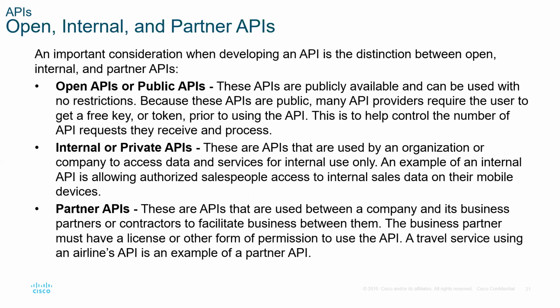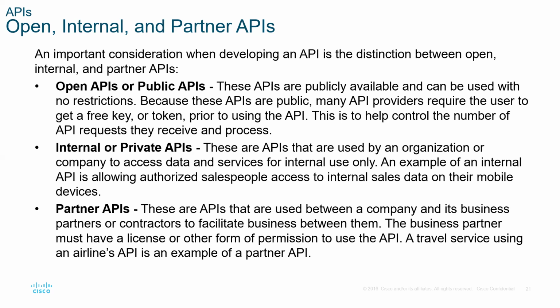Right, open, internal, partner APIs. An open API is a publicly available API, for everyone. Example, Google Maps is public. And I think the reason why most APIs are public is so that you can promote innovation and stuff like that.